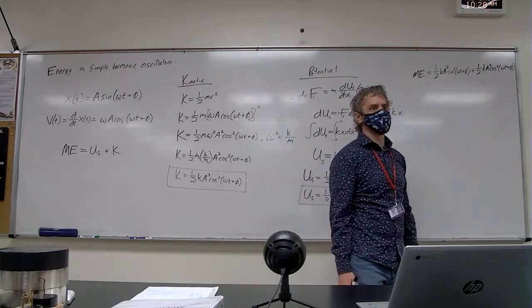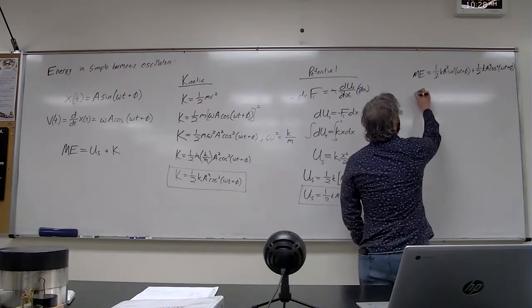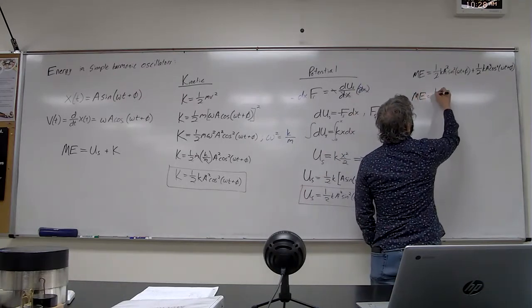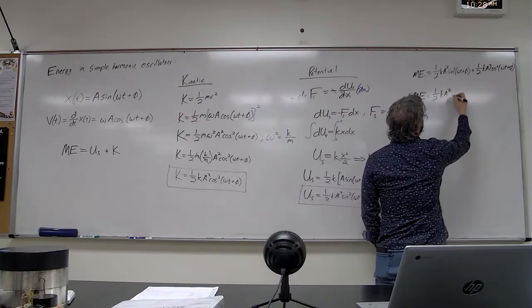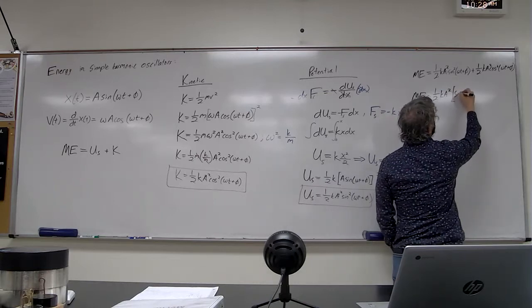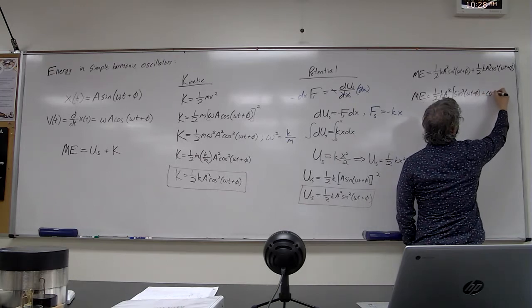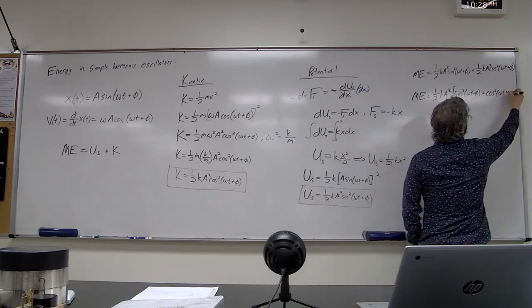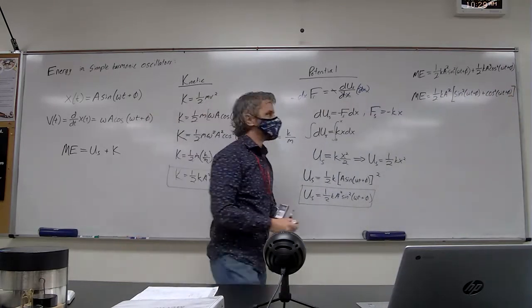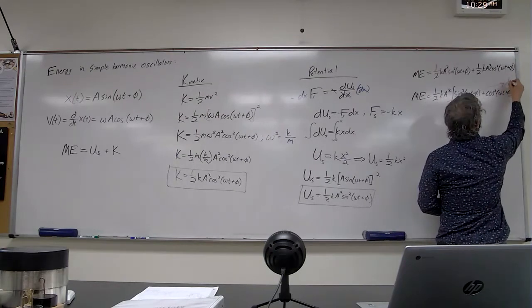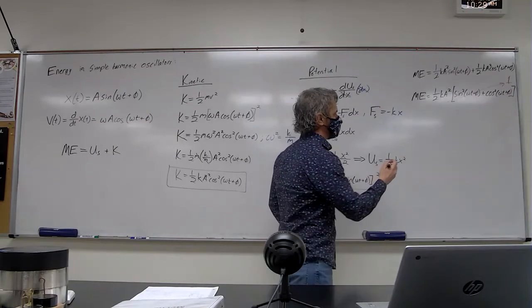Notice both terms have 1/2 k a squared as factors, so I can factor out 1/2 k a squared, and what I'm left with is sine squared(omega t plus phi) plus cosine squared(omega t plus phi). And as was just pointed out, that's 1. So mechanical energy equals 1/2 k a squared.